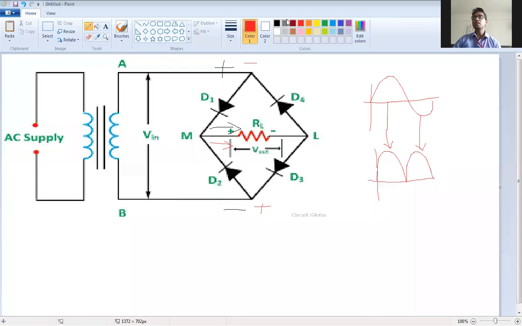Okay. Again, is anyone having doubt? You can ask the question. I'm ready to unmute you, or you can ask the question in chat box also.